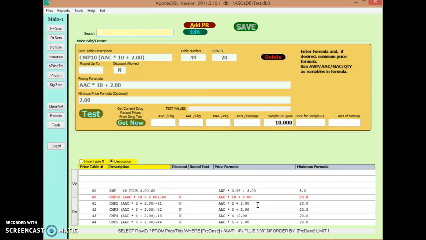AAC is the actual acquisition cost. Say that 3 times fast. This is what the pharmacy actually paid to get the drug. So it's not going to be the same across the board, and that's something that you have to understand. Depending on where they get it, it might differ. One of the things that they mention in this definition is the source. Are they getting it directly from the manufacturer, or are they getting it from the wholesaler? Which is kind of a little segue into the assignment.